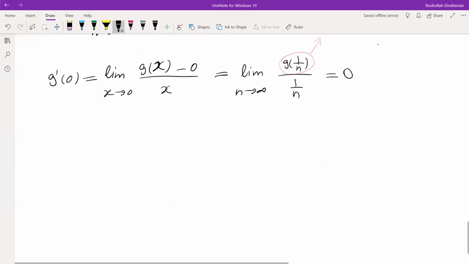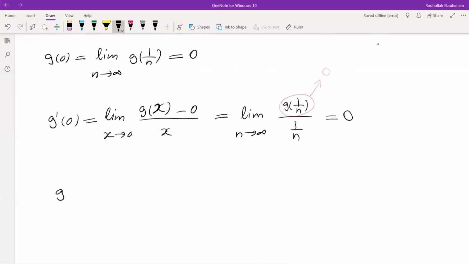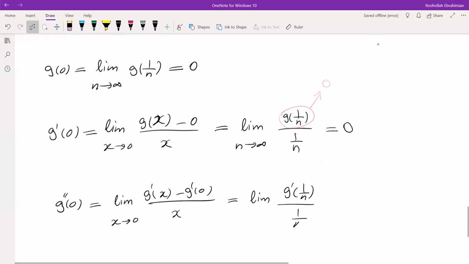Okay, so let's find out what the second derivative is. The second derivative is the limit of g prime of x minus g prime of 0, over x, as x goes to 0. Good, so let's do the same thing. So the limit of g prime of 1 over n, because I know that g prime of 0 is 0, over 1 over n, as n goes to infinity.